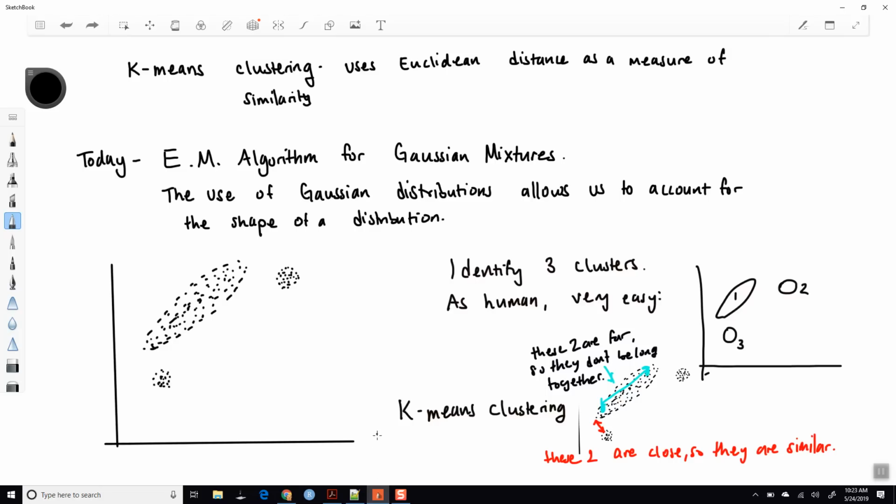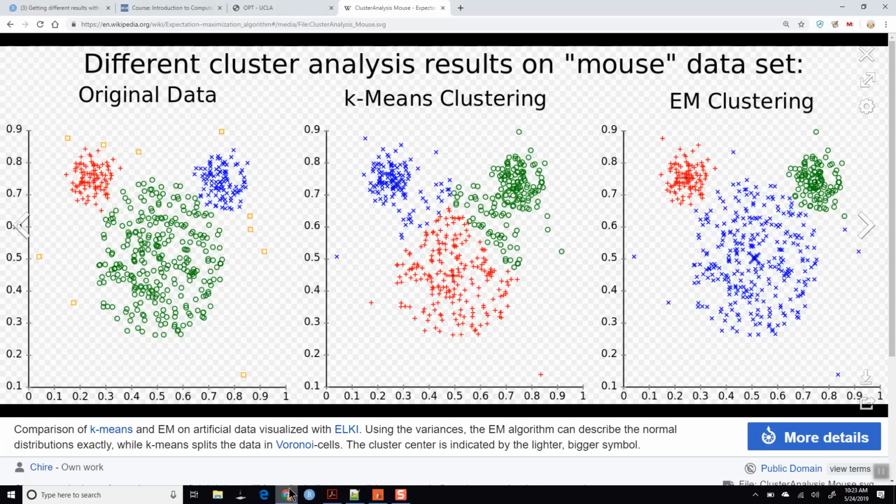Right? So that's, huh? What happened to the orange point? What happened to the orange points? Let's see. Yeah, what are these orange points? Huh?